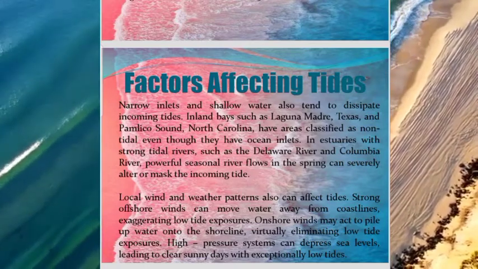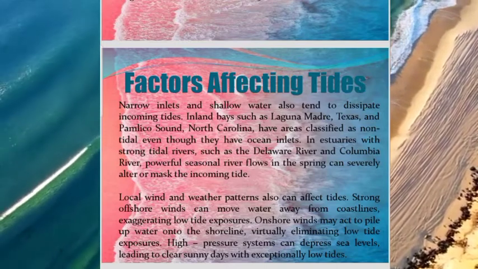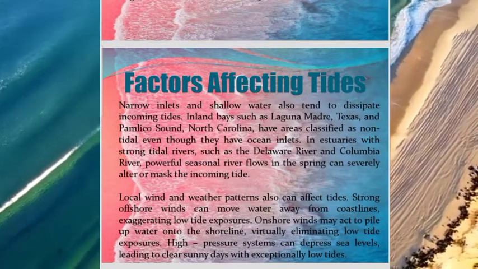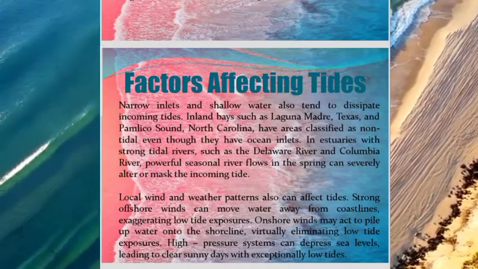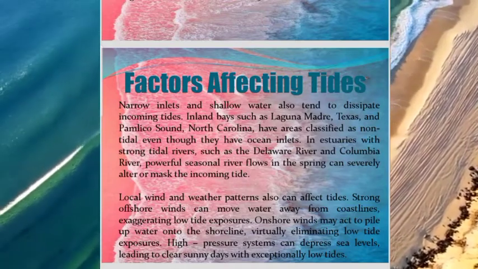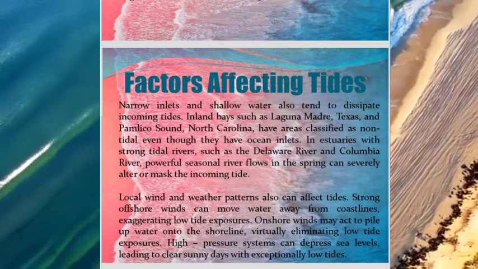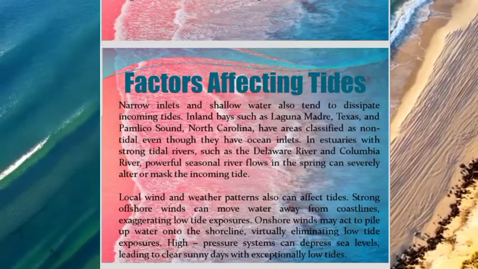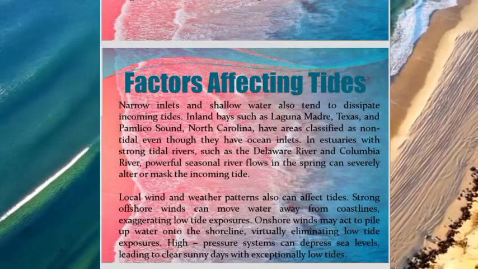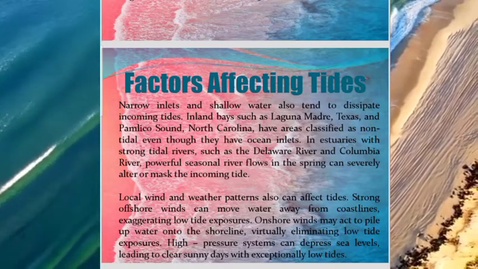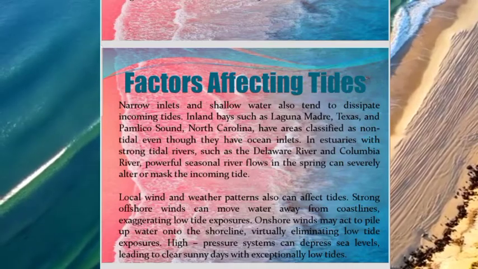Local wind and weather patterns also can affect tides. Strong offshore winds can move water away from coastlines, exaggerating low tide exposures. Onshore winds may act to pile up water onto the shoreline, virtually eliminating low tide exposure. High pressure systems can depress sea levels, leading to clear, sunny days with exceptional low tides.